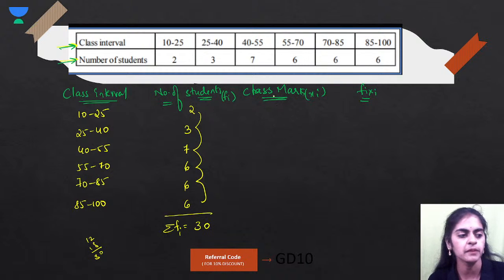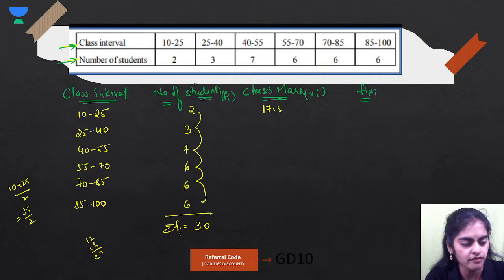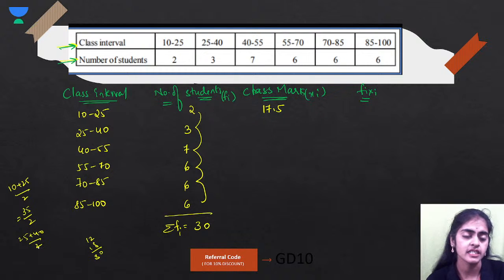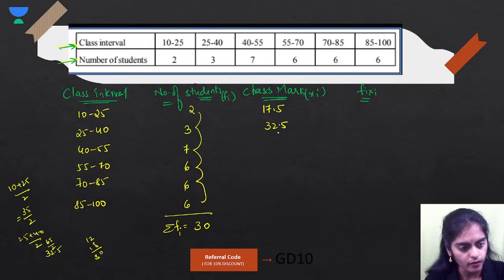Class mark is nothing but the midpoint of the class intervals. So what is the midpoint? 10 plus 25 divided by 2 will give me the midpoint. So this is 35 divided by 2, or I can write 17.5 is the midpoint. Next, 25 plus 40 divided by 2. So 65 by 2, which is 32.5.